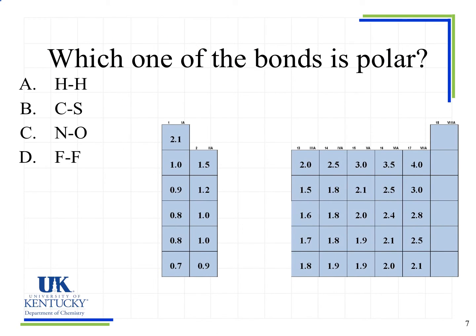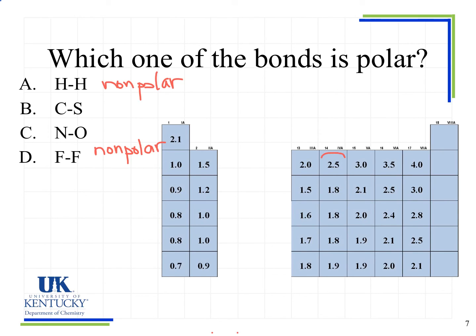So which one of these bonds is polar? Well, ideally, you would have recognized that HH and FF are both nonpolar because of the same element. And then we're down to looking at CS and NO. Now, without the table, this will be very challenging to do. And in fact, I don't expect you to be able to distinguish between these unless you had the table of values. Because there's an interesting example here.